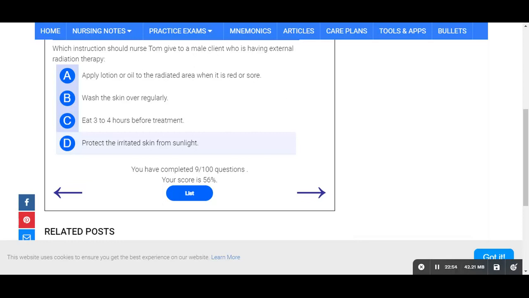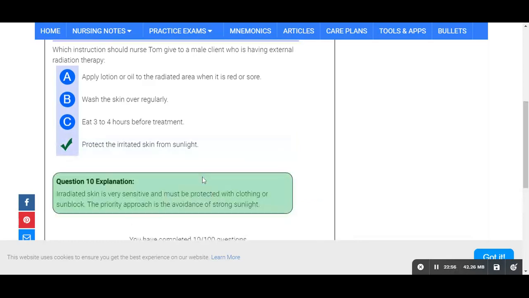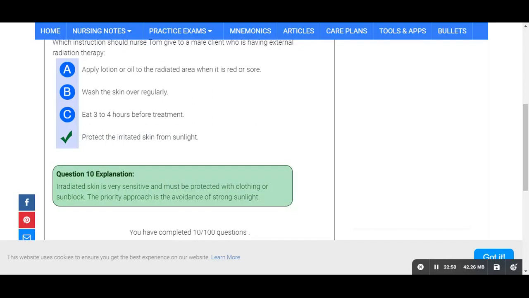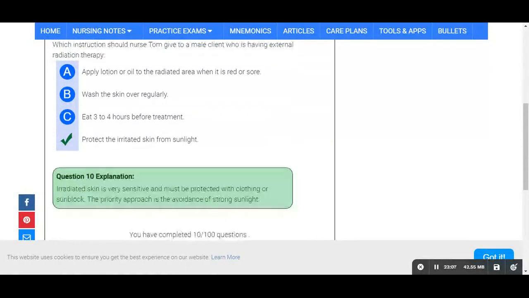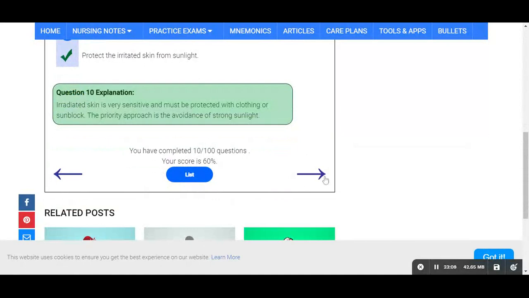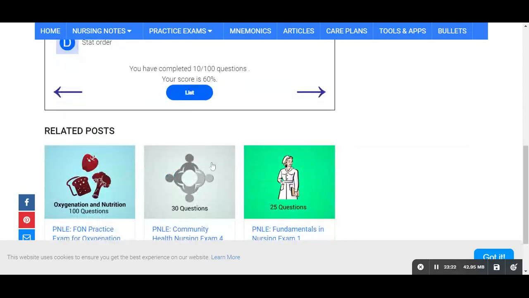I'll try this one, okay? Okay. So, irritated skin is very sensitive and must be protected with clothing or sunblock. The priority approach is the avoidance of strong sunlight because we're talking about the radiation therapy here. So, the irradiated skin, accordingly, is very sensitive because you have your cells destroyed there in the radiation process.